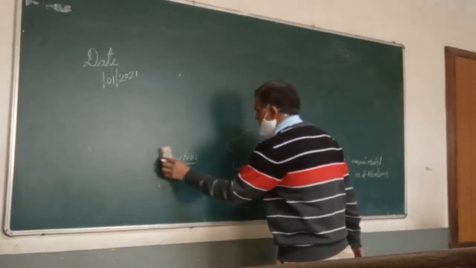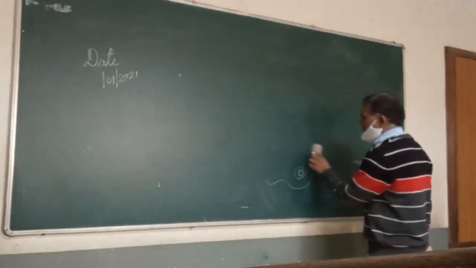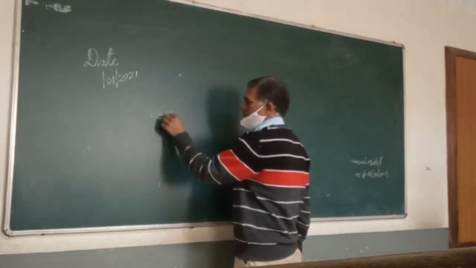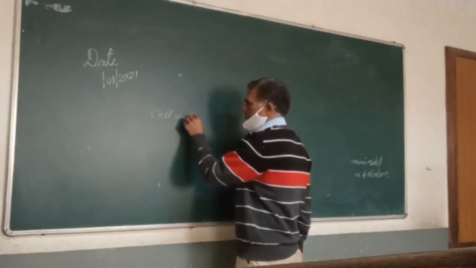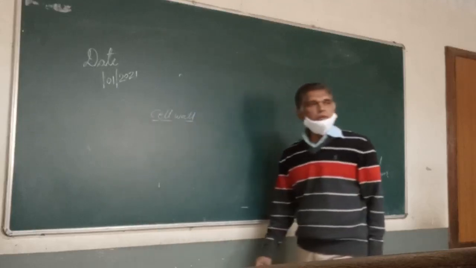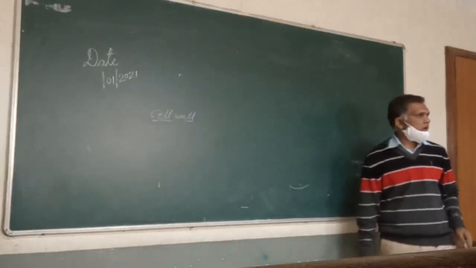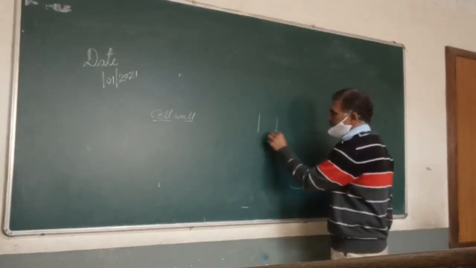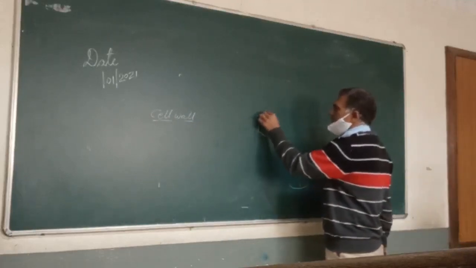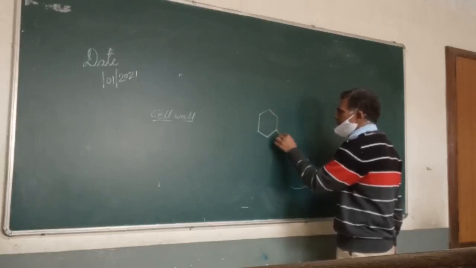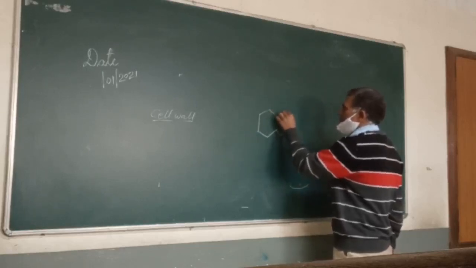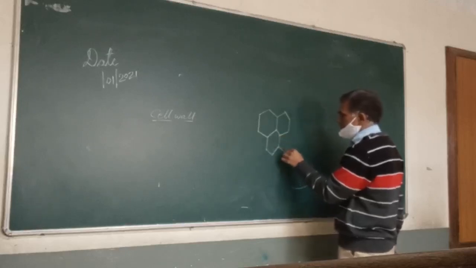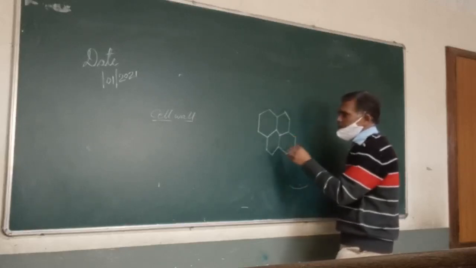Now, the next cell organelle is the cell wall. Cell wall is the outermost boundary of the plant cell. It is only present in plant cells. It is absent in animal cells. The cell wall is of three types.